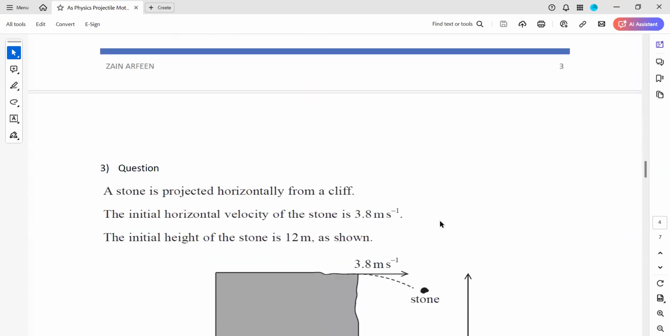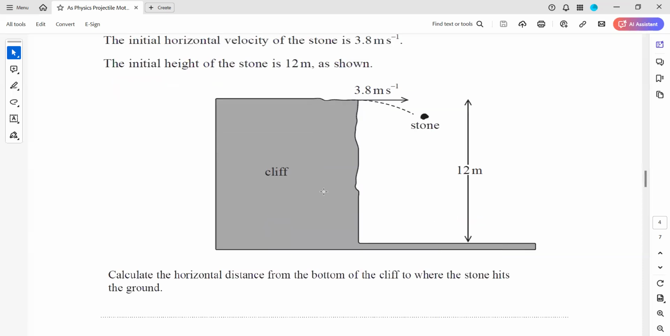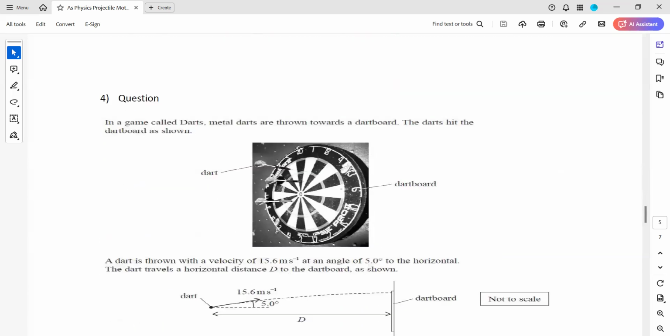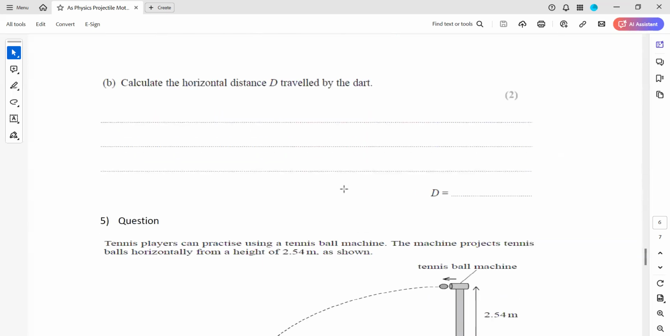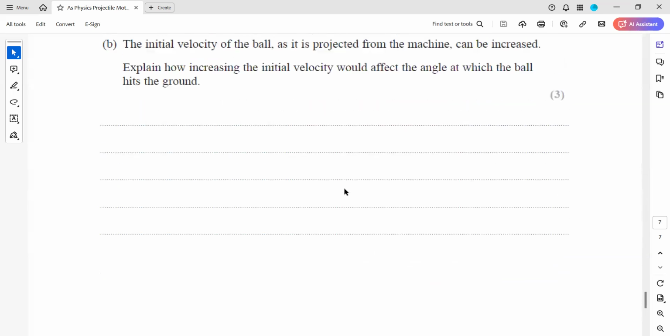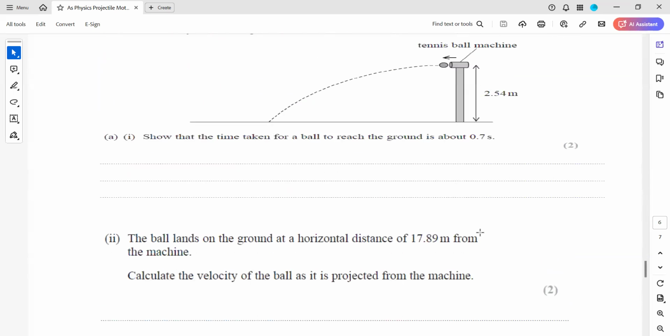Question 3. Any doubt? Question 3 and question 4. Any doubt in this? The last one is question 5. Question 1 to question 5, any doubt?